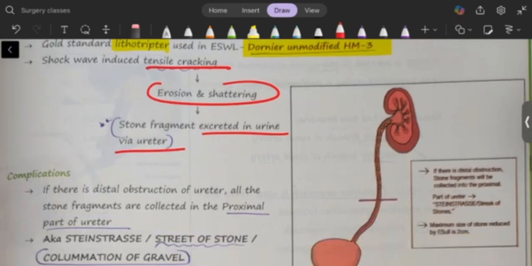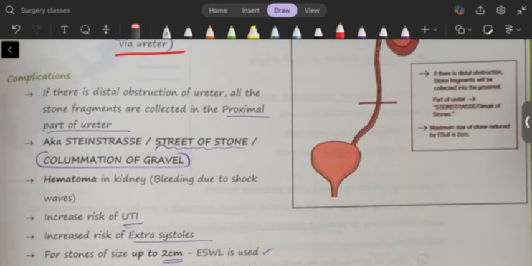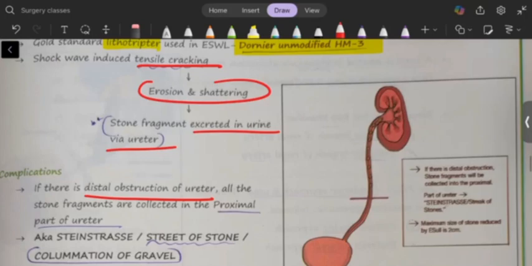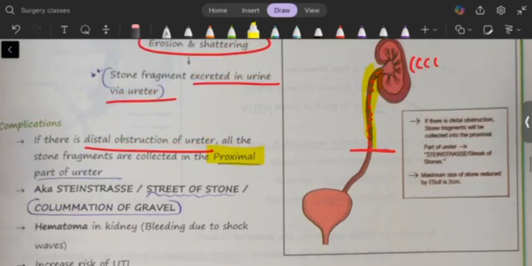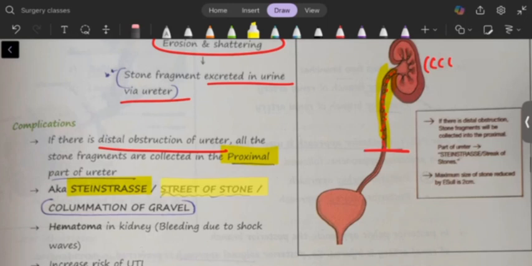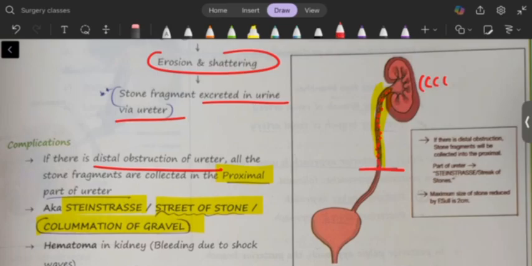So what are the complications of ESWL, what problems can occur? Complications: suppose there is a distal obstruction of the ureter. Here there is a kidney stone, but there is a distal obstruction. We have given ESWL and these stones have broken down into small pieces, but again these small pieces will also be obstructed. So with distal obstruction, the stone fragments will collect in the proximal part of the ureter. This is also known as Steinstrasse, or street of stone, or columnation of gravel. Basically all these stones collect here and accumulate like gravel in the proximal part of the ureter.